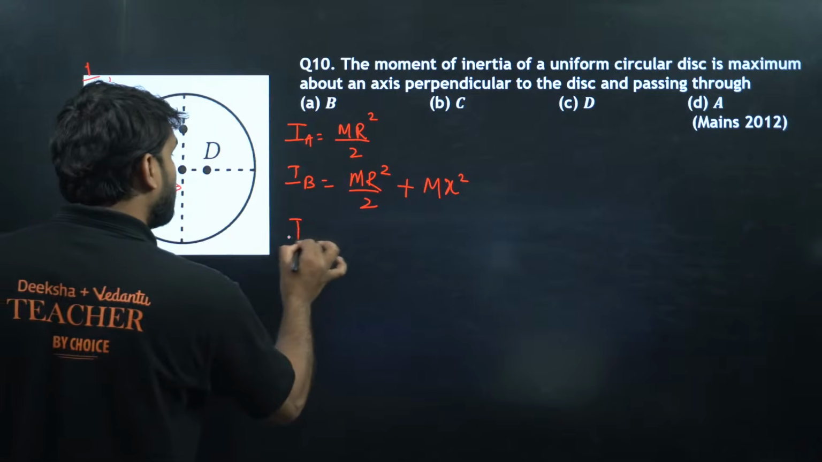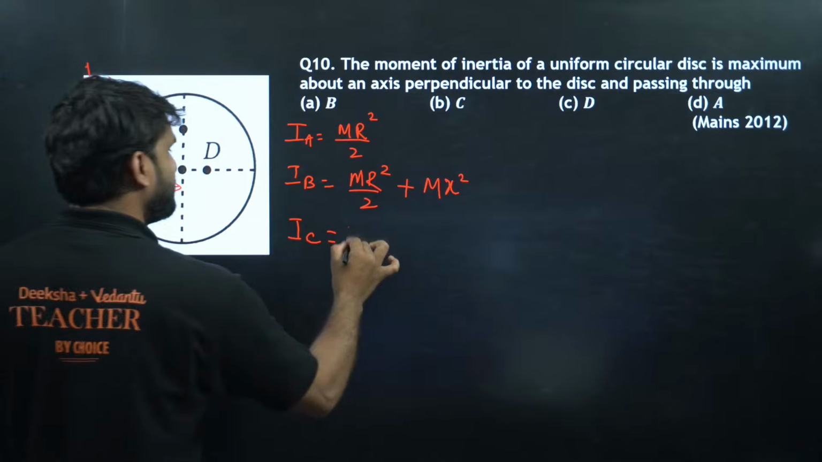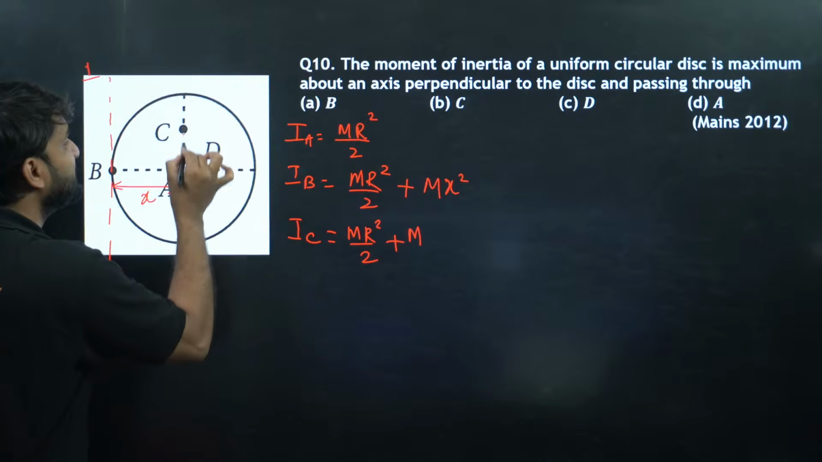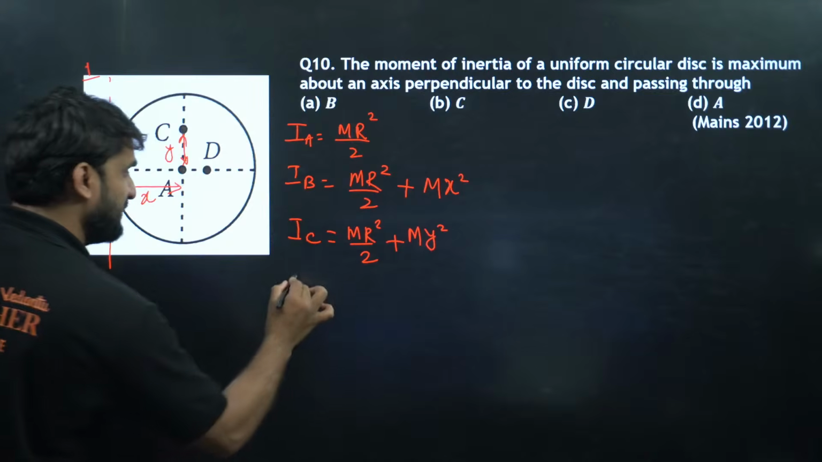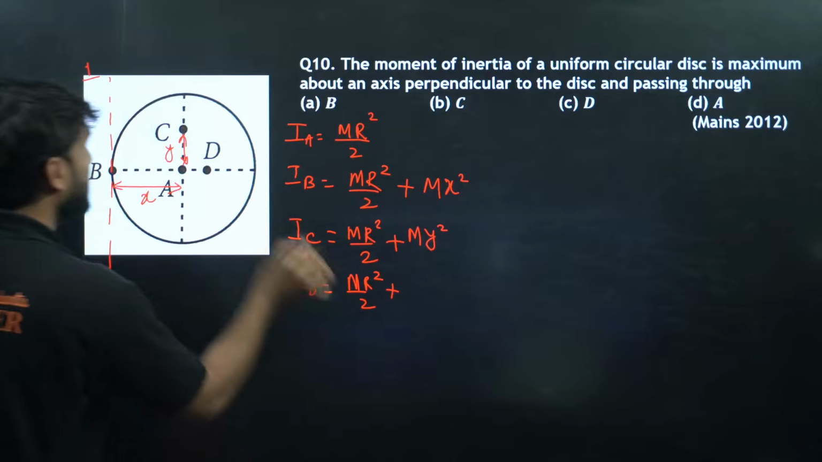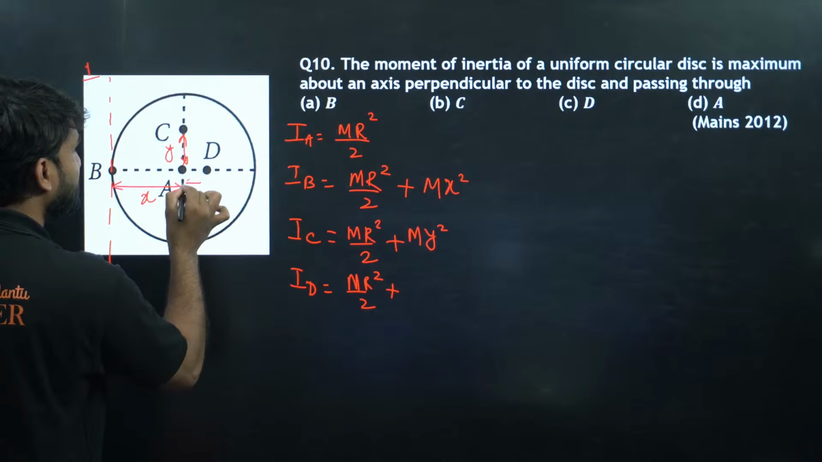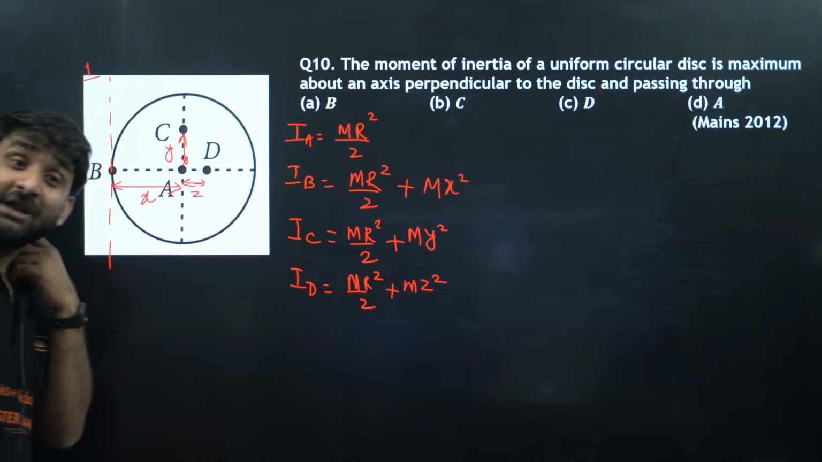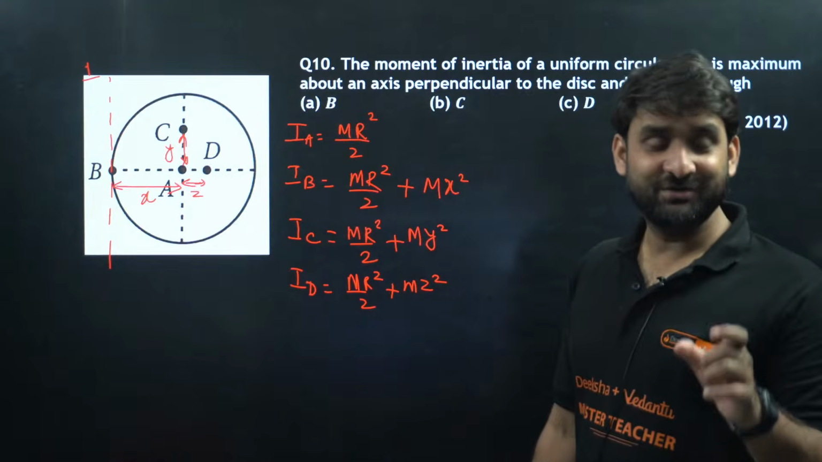If the axis of rotation passes through C, this will be equal to mr square divided by 2 plus m, and let's say this distance is y, so this will be my square. Similarly, the moment of inertia at D, with the axis of rotation passing through D, will be mr square by 2 plus mz square, where this small distance is z. Can you please tell me, in x, y and z, which is the largest? Which distance is the largest?